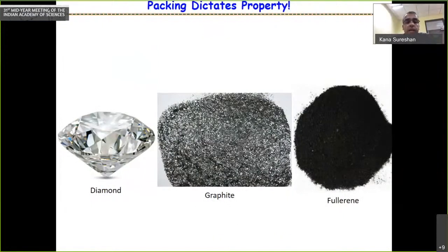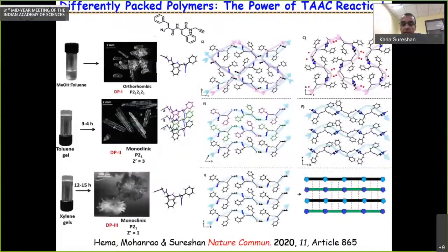So we all know packing dictates property. These all are different forms of carbon, for example diamond, graphite, fullerene. So all of them have different properties. The property depends on its packing. So can we do different packing for polymers? Next slide, please. So this is a question which is already existing, but I want to solve this one.